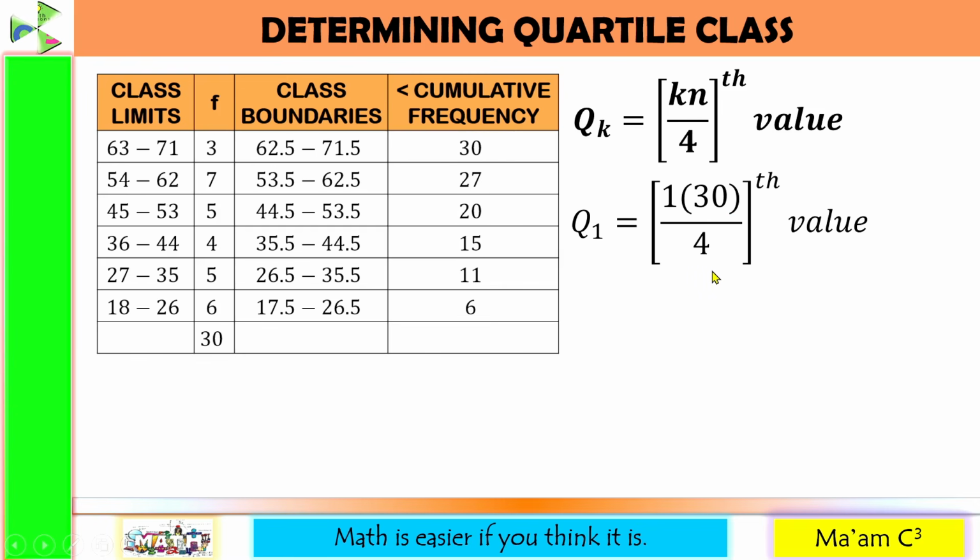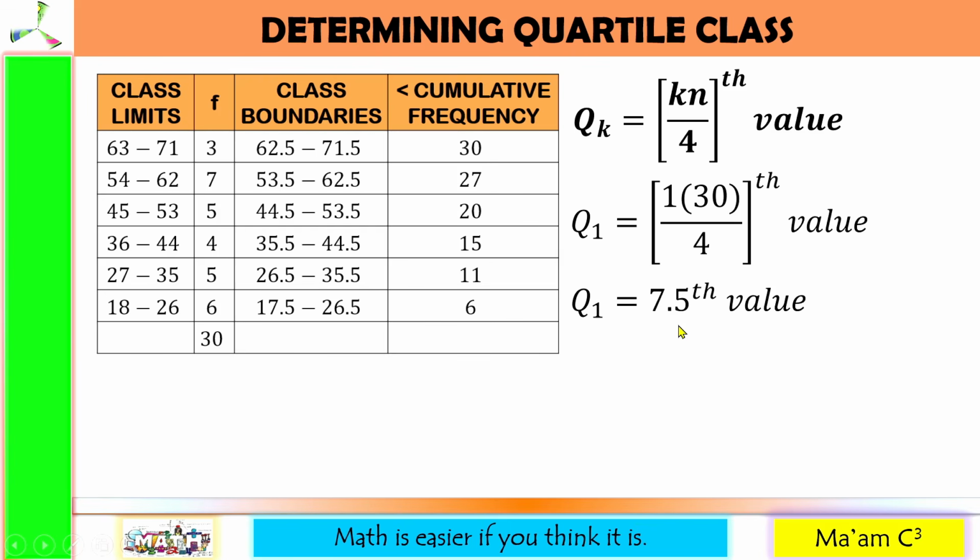Because quartile divides any distribution into 4 equal parts. Now, what is the value? 1 times 30 is 30, divided by 4 is 7.5. So we are looking for the 7.5th value.